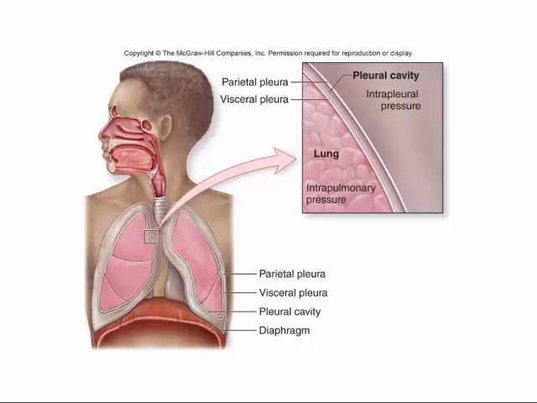The pressure difference between the intrapulmonary pressure and the intrapleural pressure is necessary to keep the lungs inflated. If the intrapleural pressure ever exceeds the intrapulmonary pressure, atelectasis, or lung collapse, will occur. This concludes our review of the respiratory system.